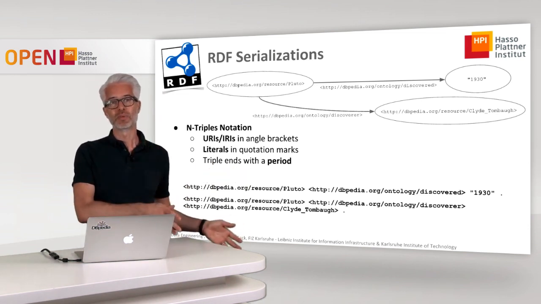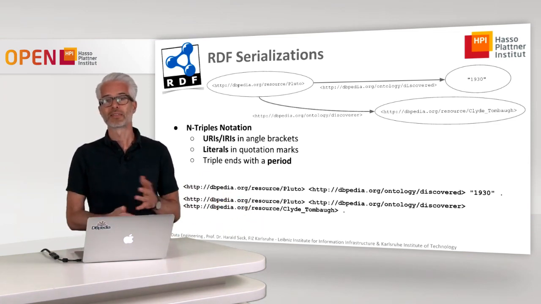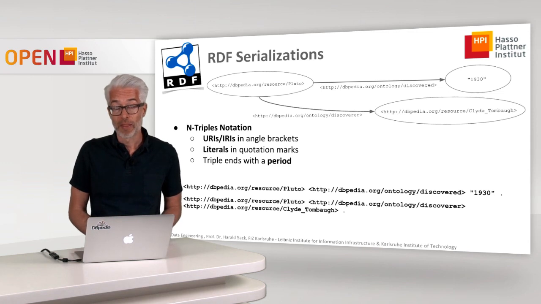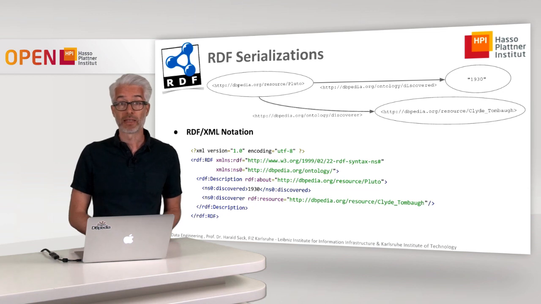So what we have to repeat is the prefix for DBpedia, so this http://dbpedia.org/resource/ has always been repeated here. And of course, this is some kind of redundancy. We will see about that later.